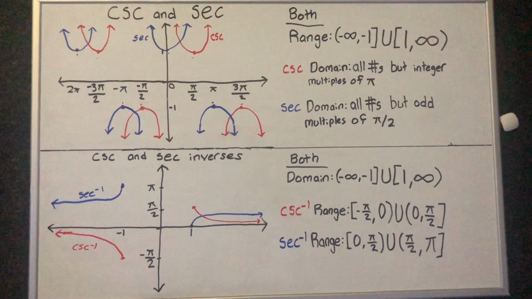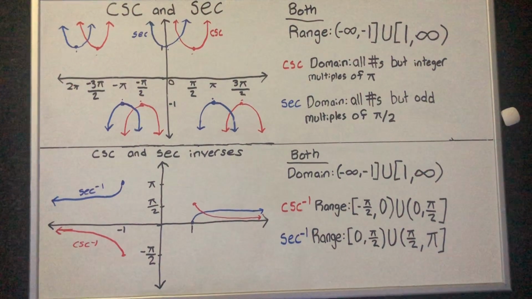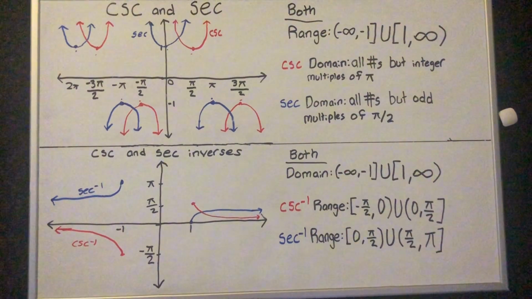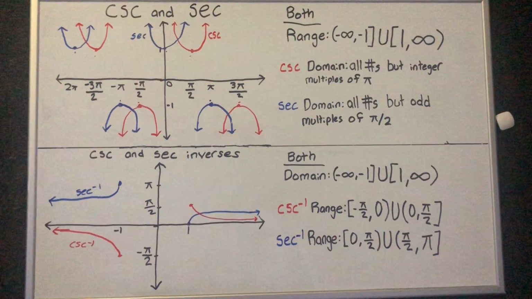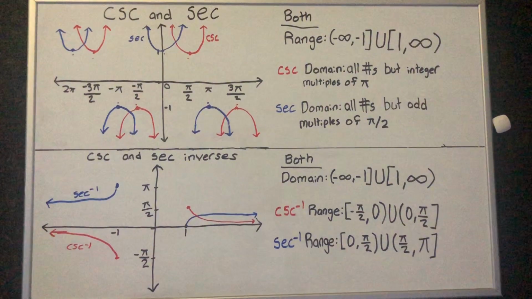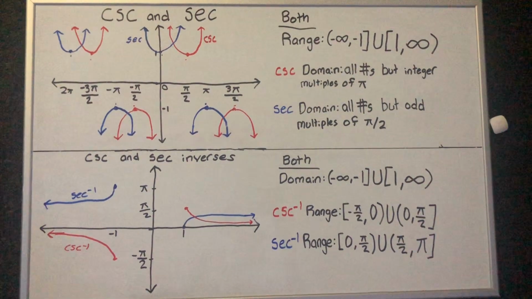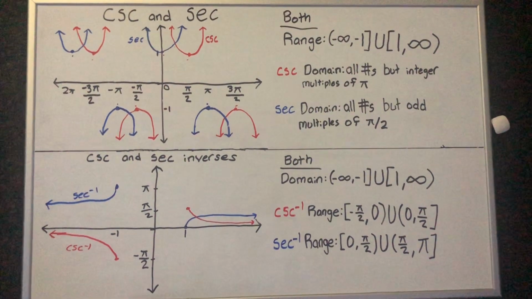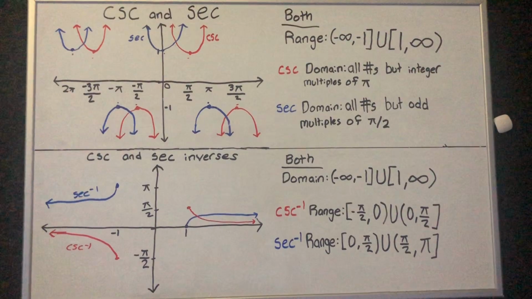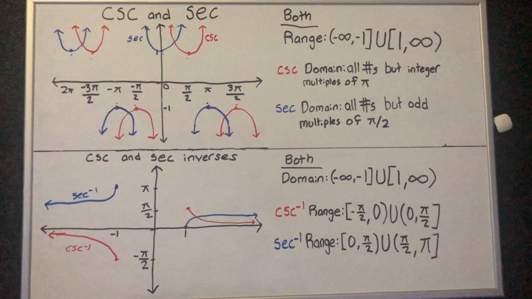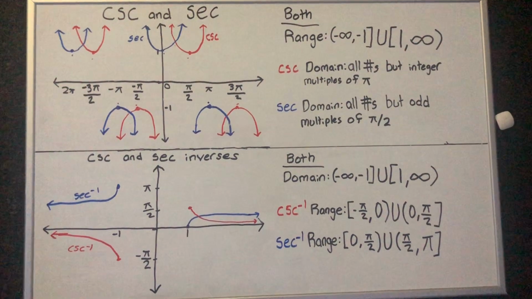The range for the inverse of cosecant is all numbers equal to or greater than negative pi over 2 but less than 0, union all numbers greater than 0 but less than or equal to pi over 2. The range for the inverse of secant is all numbers greater than or equal to 0 but less than pi over 2, union all numbers greater than pi over 2 but less than or equal to pi.